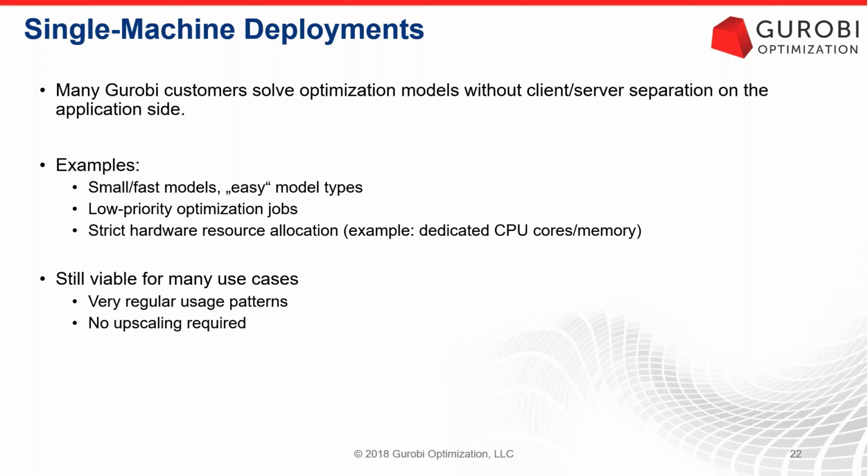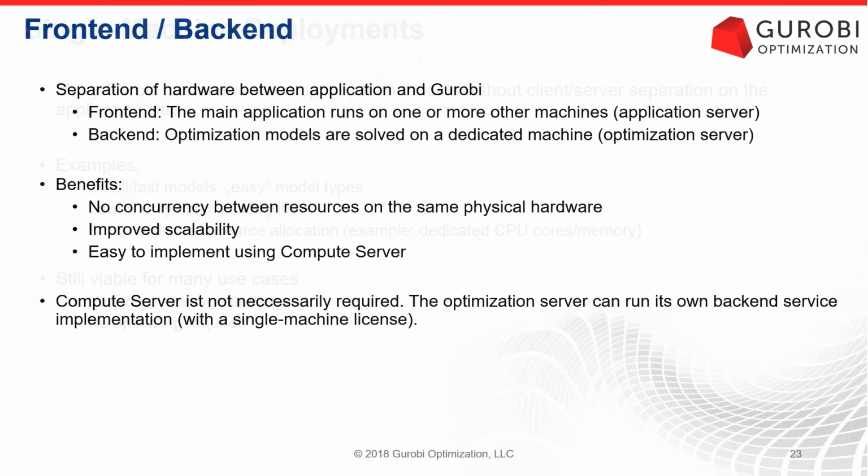But the next level is usually that you divide your application into a front-end and a back-end system. And this is also a separation of hardware. So the front end, not from the user perspective. There might be a user interface, which is another front end, but front end from an optimization perspective means the application server. It's the server that runs the application on one or more dedicated machines. And in the back end, there is the optimization server. So there is a machine where you solve optimization models in the back end, and we could call this the optimization server.